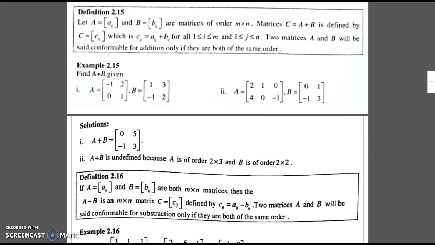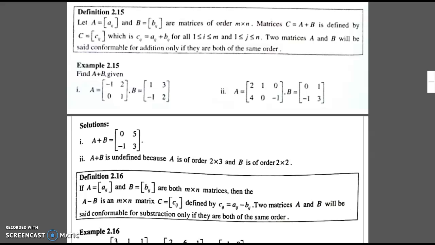Okay guys, hopefully this will be the last part for types of matrix. In this video we are going to talk about how to sum, how to subtract, and how to multiply matrices. For matrix division we have to talk in another part.